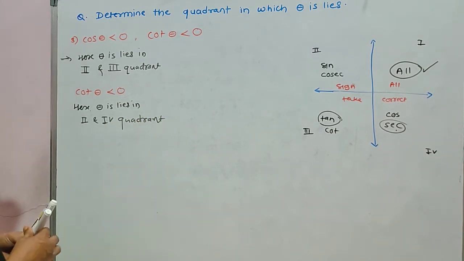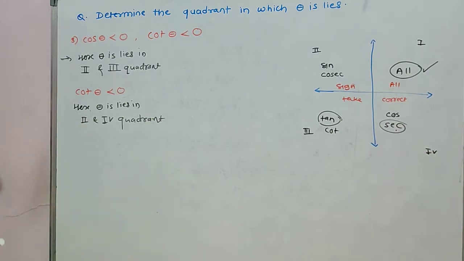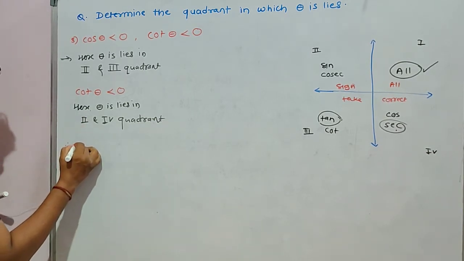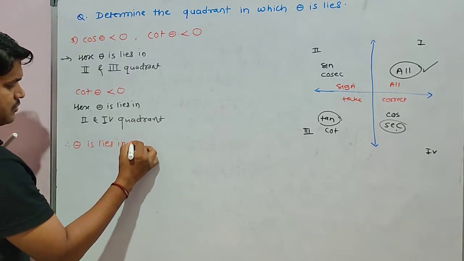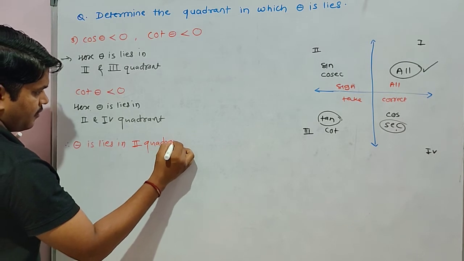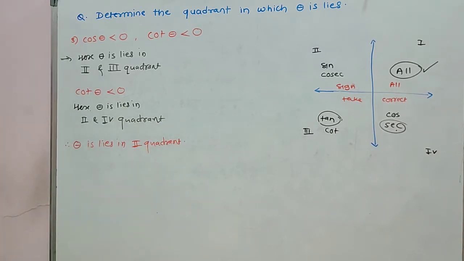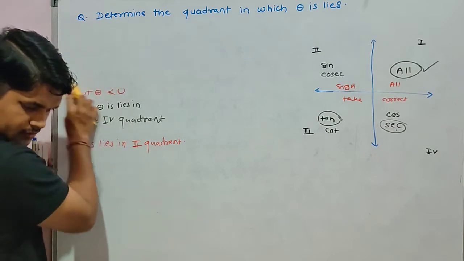Now take the common quadrant. Which is the common quadrant? That is second. So we can finally say that theta lies in second quadrant. Understood? So this is your question number 2. We have many more such questions. Okay, I'll take one more, then I'll give homework. Next one.